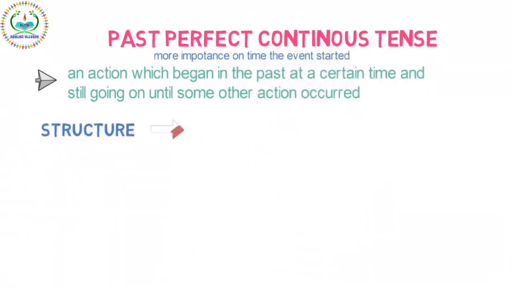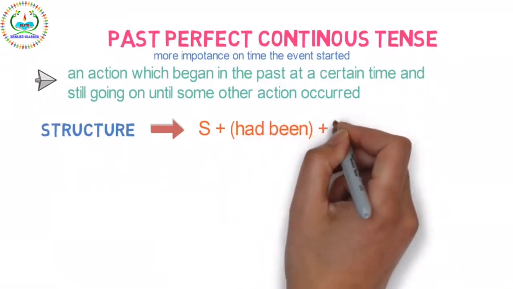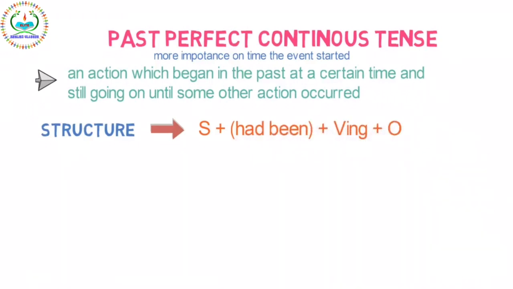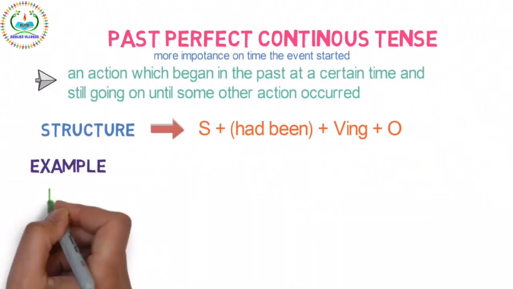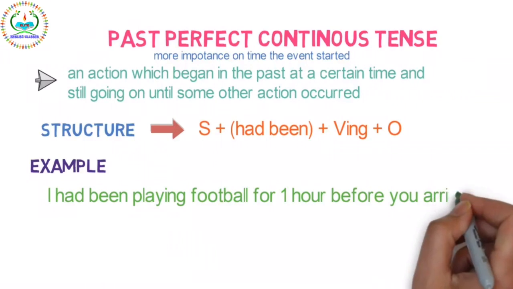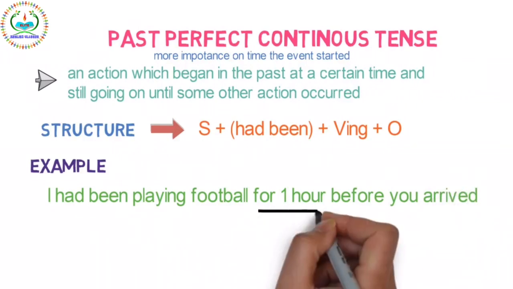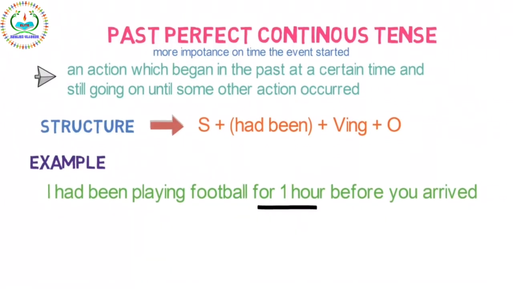Structure of it is subject plus had been plus verb's ing form plus object. For example, I had been playing football for 1 hour before you arrived. Here, for 1 hour is referring to the start of my event.